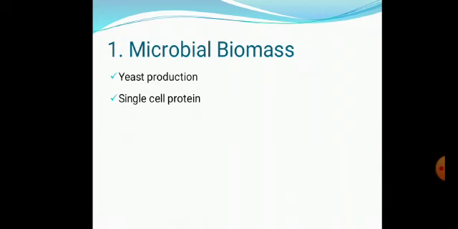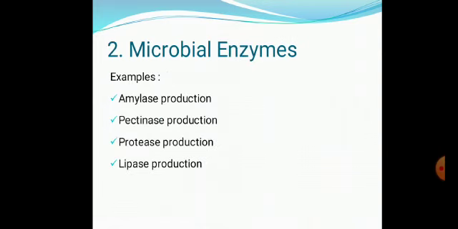Microbial biomass, for example, yeast production. Yeast is widely used by baking industry, and yeast pellets are produced, and in this case yeast is the product of fermentation. The second is single cell protein. As I already told, between 1960 to 1980, when there was shortage of food, microorganisms were used as single cell protein. So even today they are being produced as single cell protein, mostly for animal feed, and this is one area of industrial microbiology.